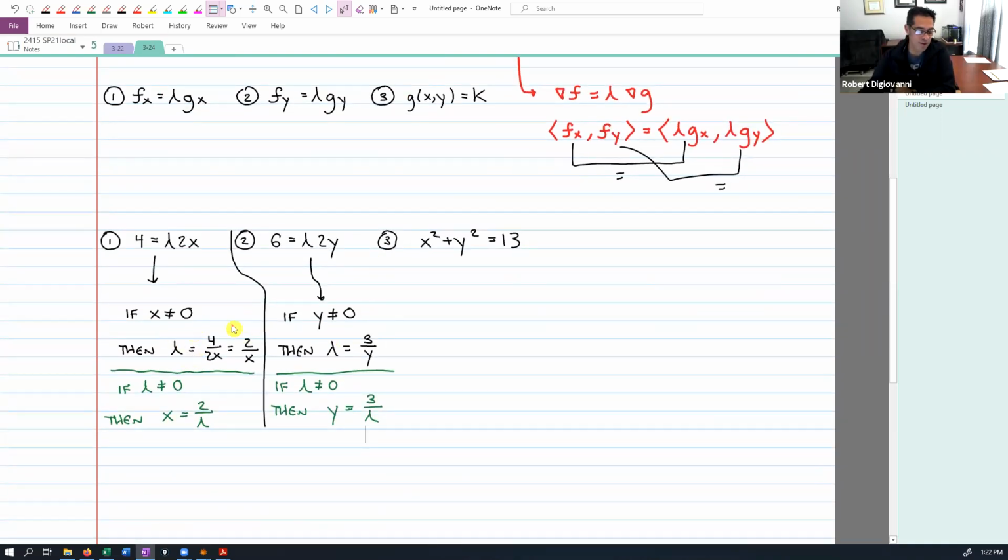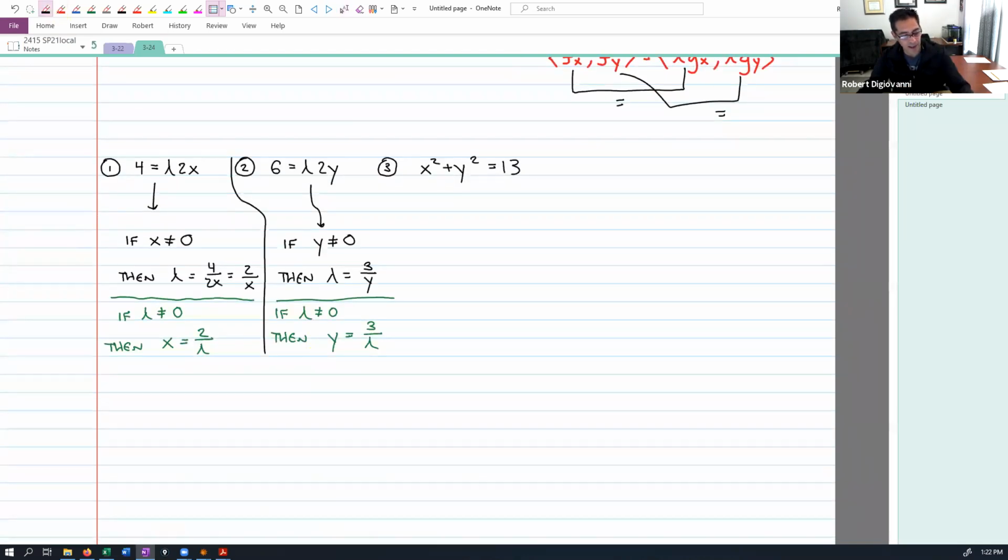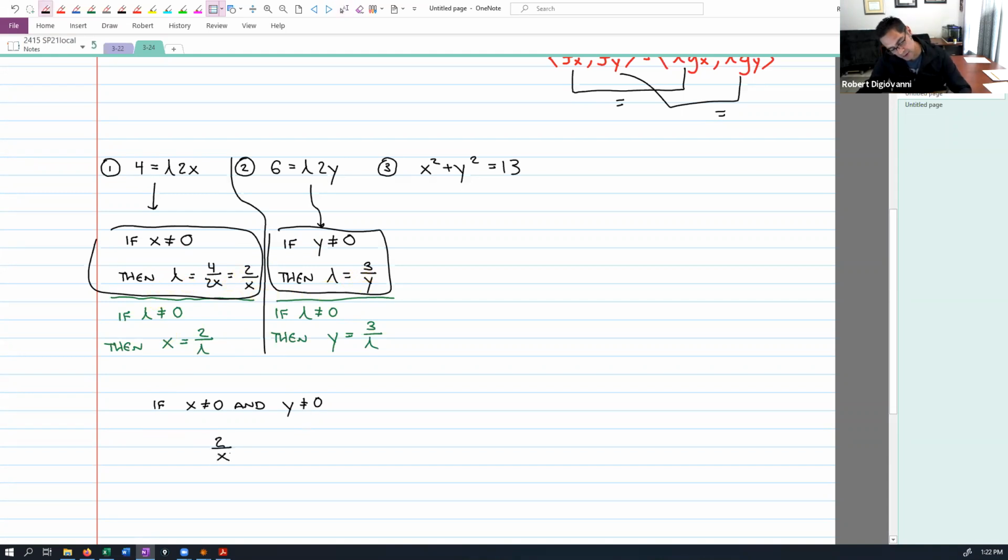Let's start with what we started with. We started with saying, can we solve this for lambda? We did, we solved this one for lambda. Let's stick with the black ink here. If I have this and this, then what I'm saying is if x is not equal to 0 and y is not equal to 0, then lambda was 2 over x, but also lambda is 3 over y. So I could say 2 over x is equal to 3 over y. Y'all agree with that?